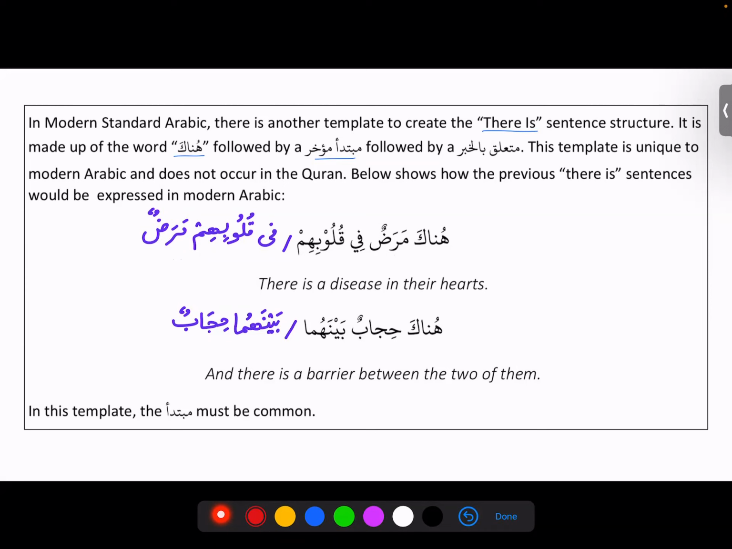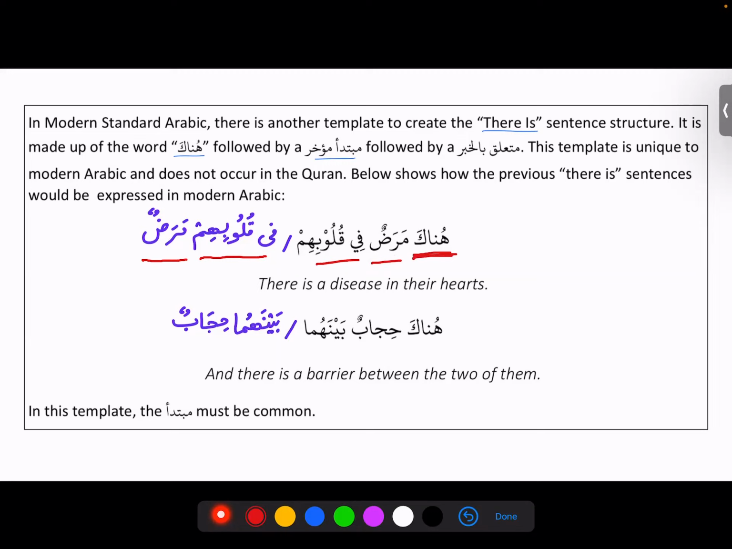So in modern Arabic, instead of just saying fi qulubihim maradun as in the Quran Pak, the translation we're going to do is "there is sickness in their hearts", right? So we are saying there is. But in modern Arabic, they say hunaka maradun fi qulubihim. But we are not interested in modern Arabic, right? We are not going to go to Saudi and speak, and even they don't speak proper Arabic, right?